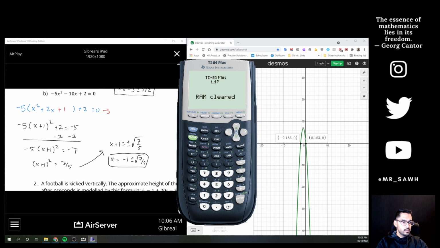Okay, so we'll do -1 plus the square root of 7 divided by 5. Okay, I got one of them, 0.183. Check the other one as well, even though I know it's probably going to work. So -1 minus the square root of 7 over 5. And there is the other one. Okay, so I have my signs in the right place. I know my solutions are the correct ones because I can see them on my graph. It all looks good.